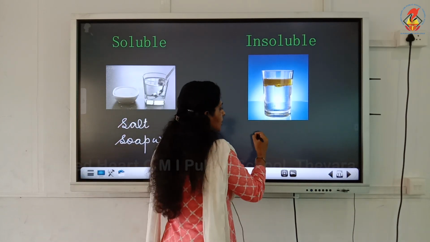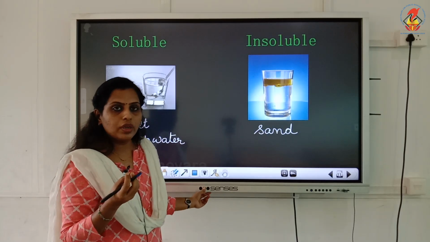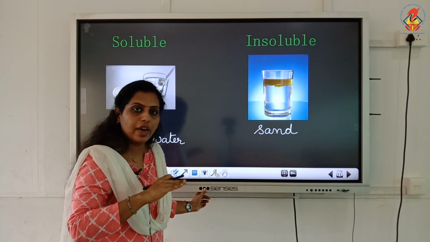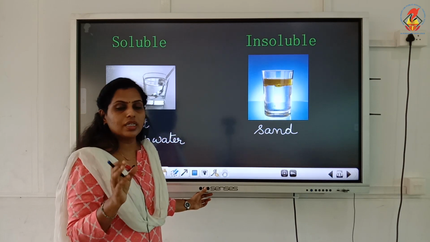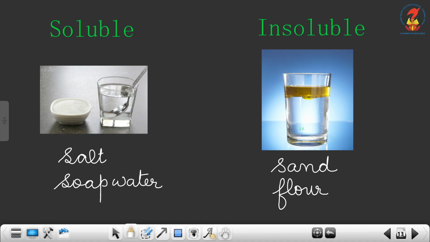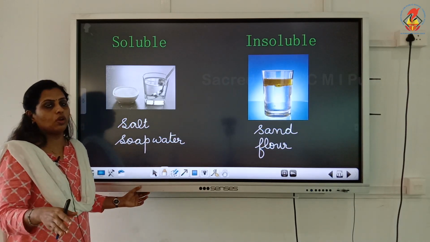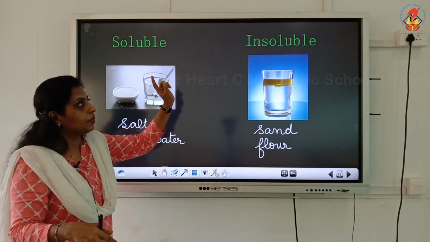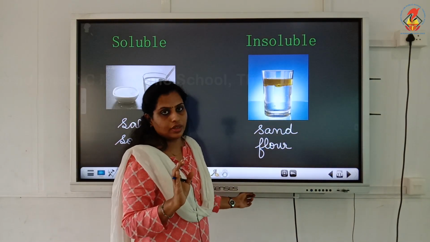Another example is sand. If you put sand in water, what happens? After a few minutes, you can see all the sand has settled at the bottom. So, the sand is not able to get mixed up with the water. Flour is the same kind of thing. They also do not get mixed up. They just settle down at the bottom of the glass. Okay, so things that can mix up with the water or get dissolved in the water are called soluble things, and things which do not get dissolved in the water are called insoluble things.